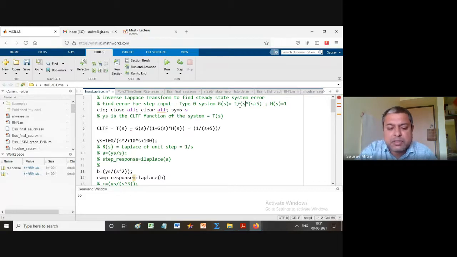How can you make it a type 2 system? Just make it S raised to 2. So this becomes a type 2 system. In this first case we are taking only a type 0 system. HS is always equal to 1. So this is a type 0 system.